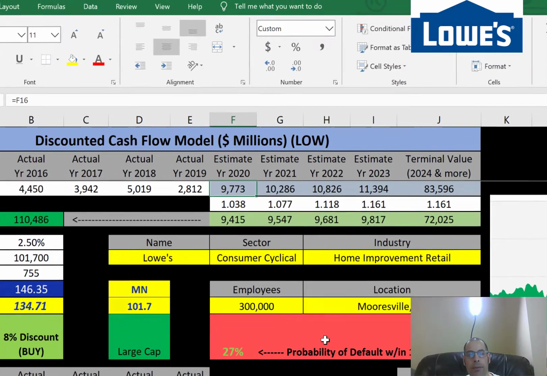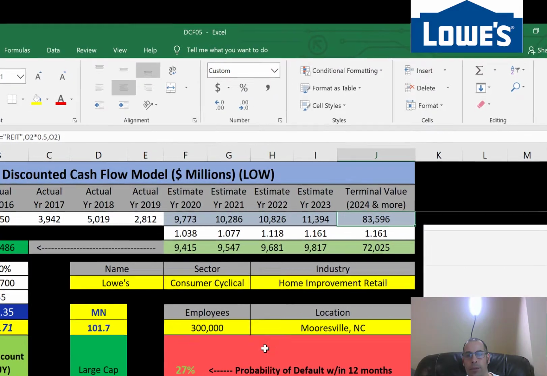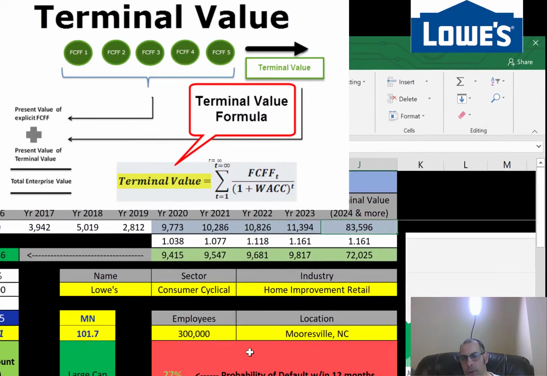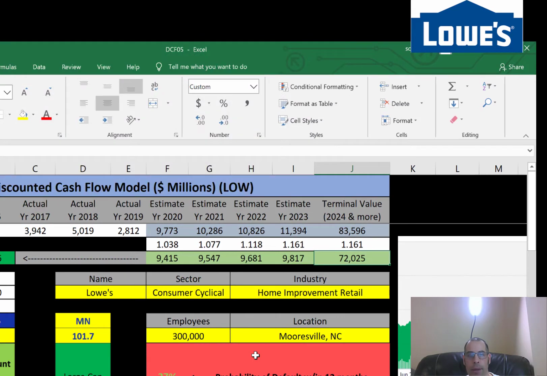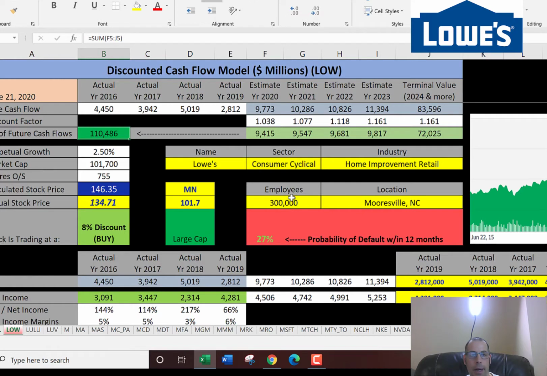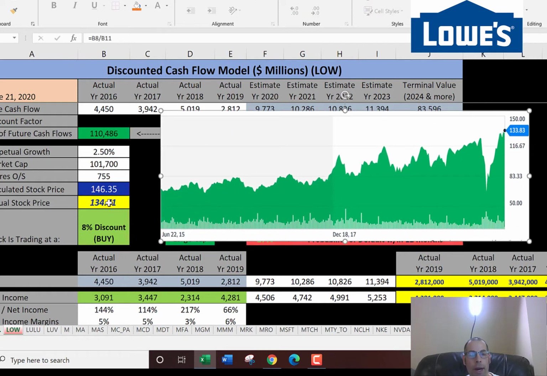So we estimated 4 years of future free cash flows. Then we did a terminal value, which is all years past year 4. We discounted those numbers back to today using the weighted average cost of capital. And we get a value for the company of $110 billion. We divide that by 755 million shares, and we get an intrinsic stock price of $146. It's trading at $135, so it's trading at an 8% discount, so it's a buy according to the model.